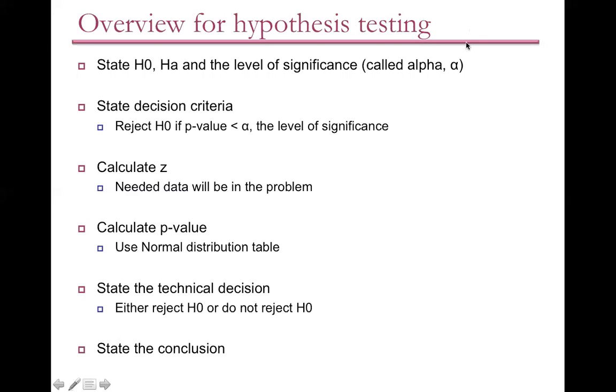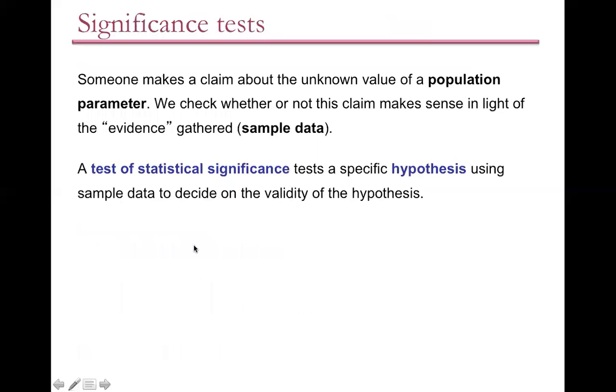We also have this level of error called alpha, and we have to set a decision rule. And that decision rule is, and you don't know what these numbers mean yet, but if the p-value is less than alpha, then I will reject H naught. We'll talk about that. But how do you get the p-value? Well, you have to compute a z-score, then you compute the p-value from the normal table, then you make a decision, and then we state a conclusion. So that's the process.